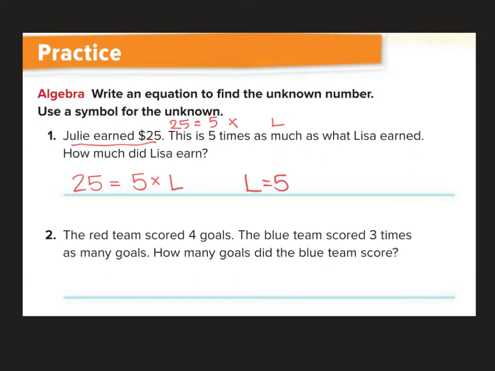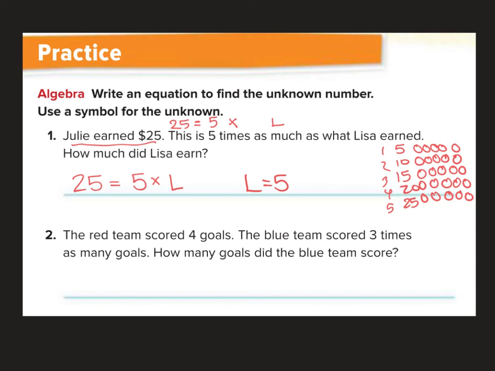I could draw it out too and do 25 divided by 5. So I could go 5, 10, 1, 2, 3, 4, 5, 15, 1, 2, 3, 4, 5, 20, 1, 2, 3, 4, 5, 25. So how many groups? 1, 2, 3, 4, 5 groups of 5 make 25.